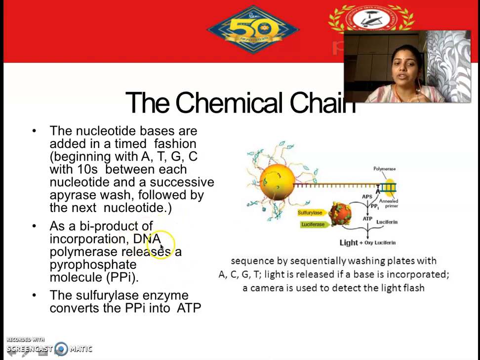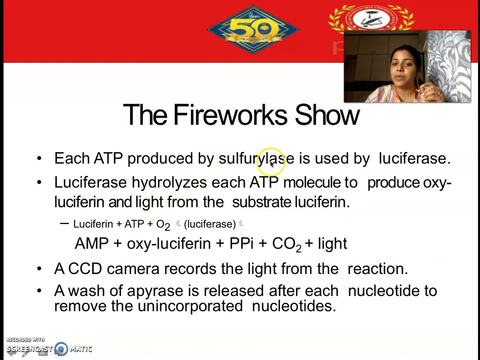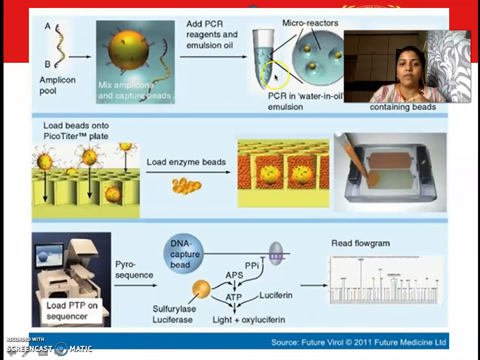As a byproduct of this incorporation of DNA, you know that PPi is going to be released. That PPi along with APS will be utilized by sulfurylase to create ATP. Each ATP produced by sulfurylase would be used by luciferase. Luciferase will hydrolyze this ATP and will produce oxyluciferin from luciferin, and light is going to be generated. This light is going to be recorded by the CCD camera. A wash of apyrase is released after each nucleotide, as I've told you, so that it can wash off all the unincorporated nucleotides.